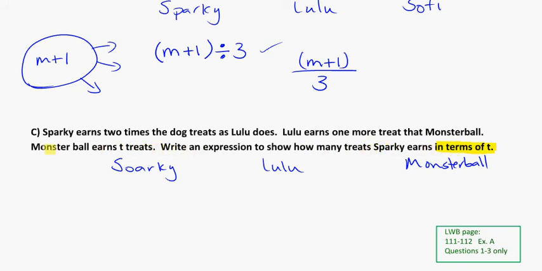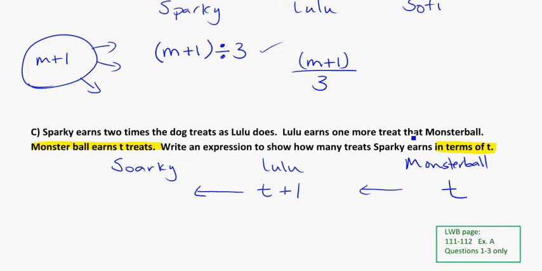Going backwards along, we notice that Monster Ball gets t treats. So we actually know how many treats Monster Ball gets. T. Again, that could be 50 or 5, we're not sure, but it represents it. It's a number we don't know yet. Monster Ball gets t treats. And working further back in time, through the problem, we know that Lulu earns 1 more treat than Monster Ball. So if Monster Ball gets t treats, Lulu is going to get t plus 1 more.